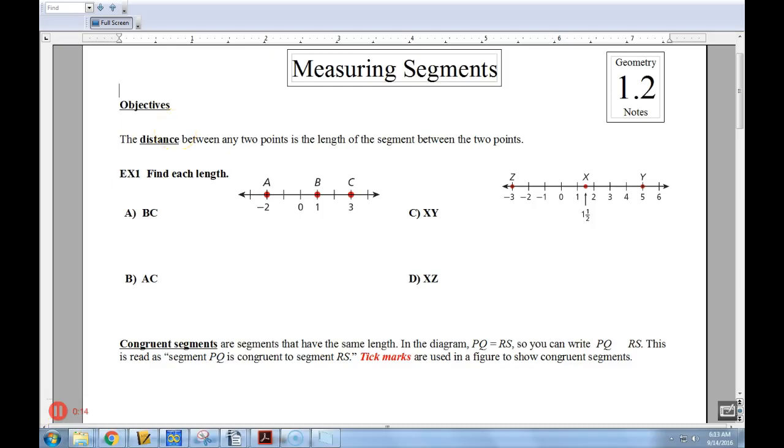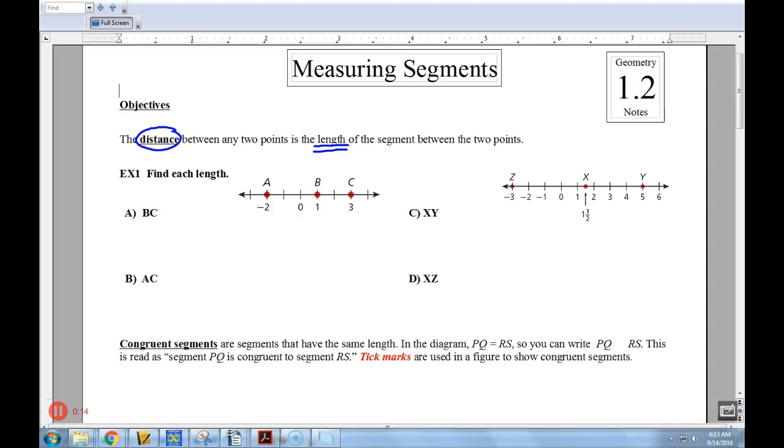Alright, so jumping right in here, 1.2 notes, measuring segments. We're going to use some algebra review that we've learned the last few days. But the distance between any 2 points is the length of the segment between the 2 points. So distance is really just another name for length. And we have a number line here with some red dots on there.